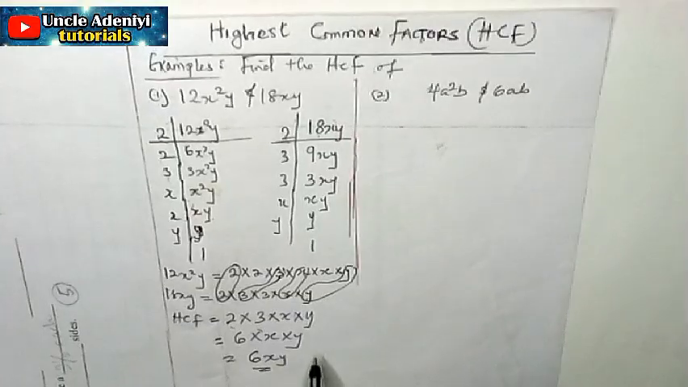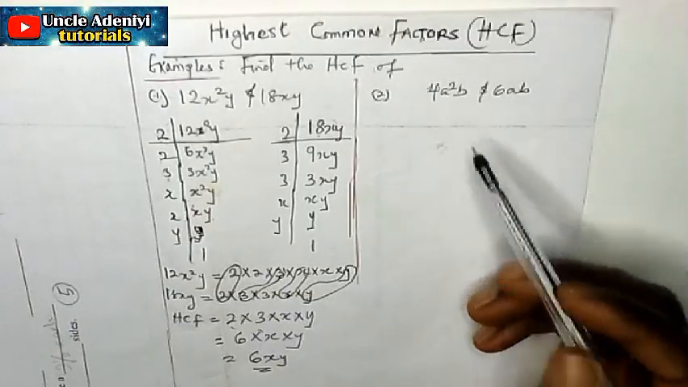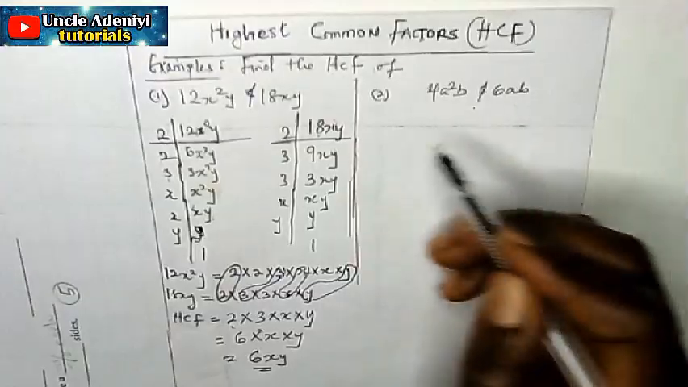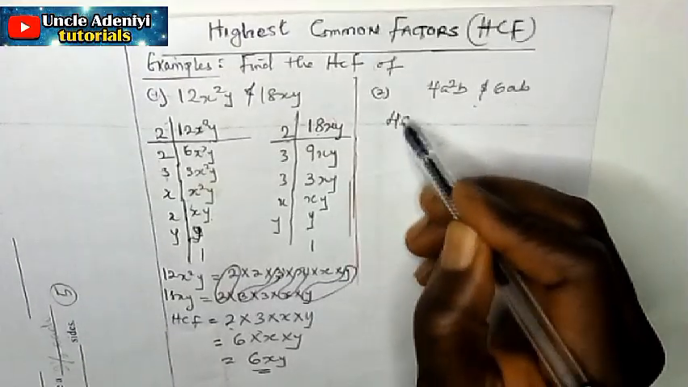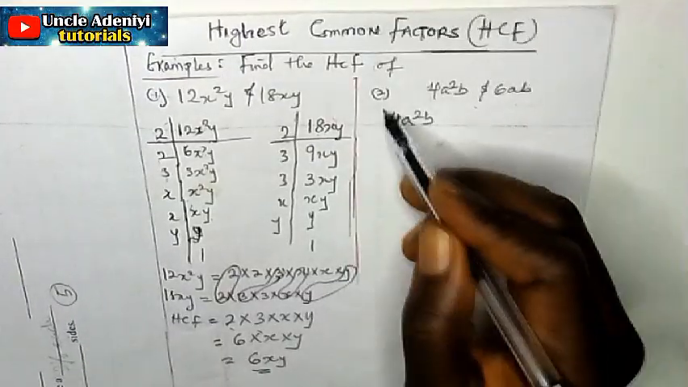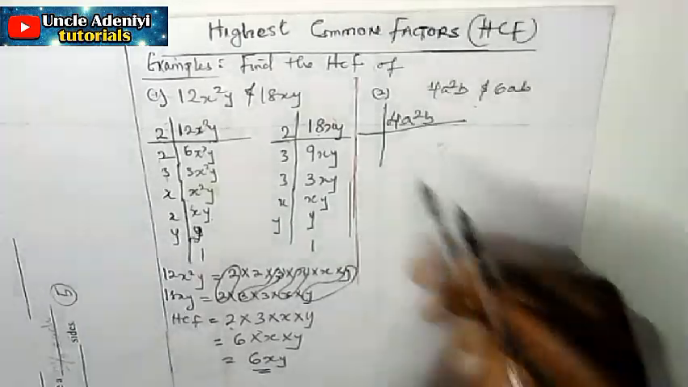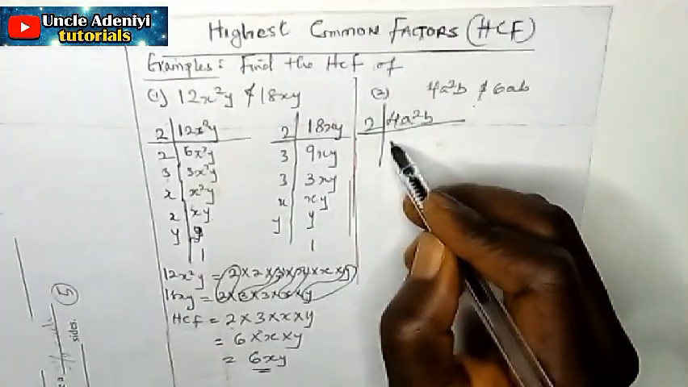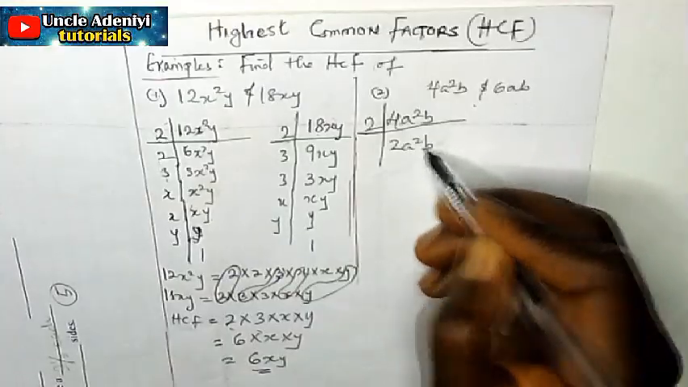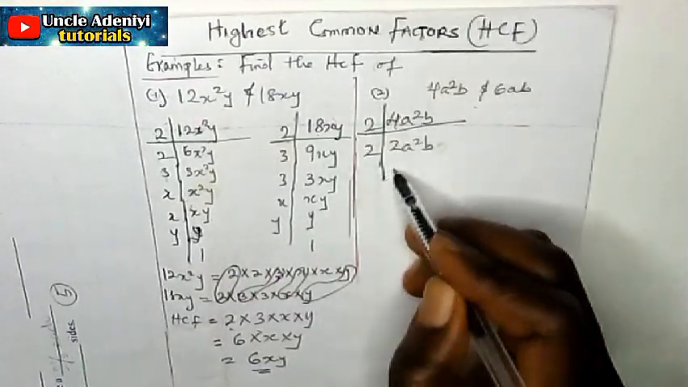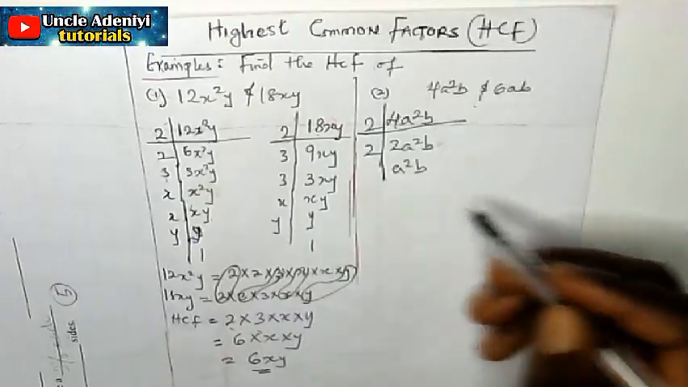So let's move on to number 2. 4a squared b and 6ab. So don't forget, you write your 4a squared b first. Write your table. What is the first number that can go? 2. So 2a squared b, right? 2 can still go. Write your a squared b. We are done with numbers.